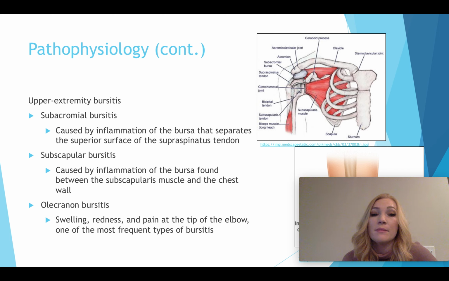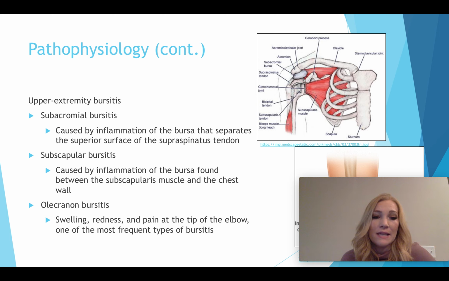So some common types of upper extremity bursitis are subacromial bursitis. It's caused by inflammation of the bursa that separates the superior surface of the supraspinatus tendon. It's often coexistent with supraspinatus tendinitis, or partial or complete thickness tears of the supraspinatus tendon, which is one of the tendons located in the rotator cuff. Subscapular bursitis, caused by inflammation of the bursa found between the subscapularis muscle and the chest wall.